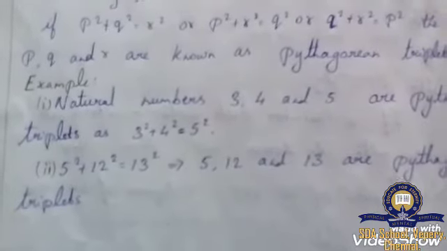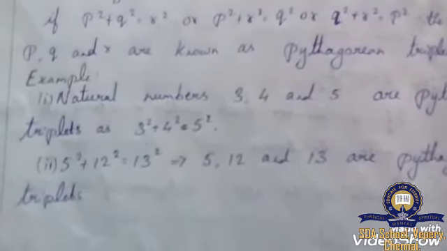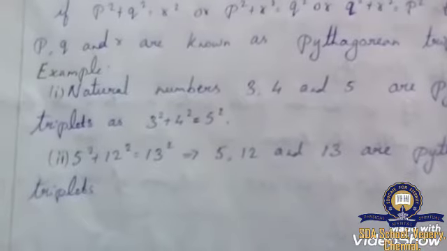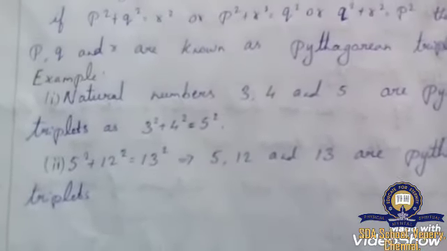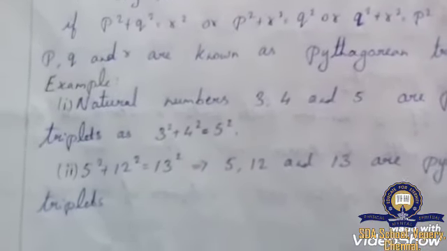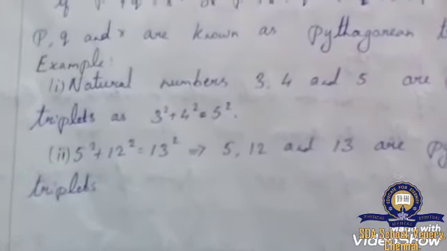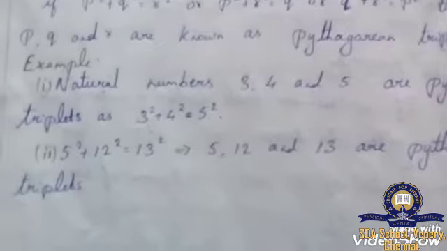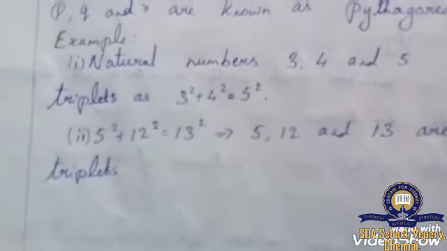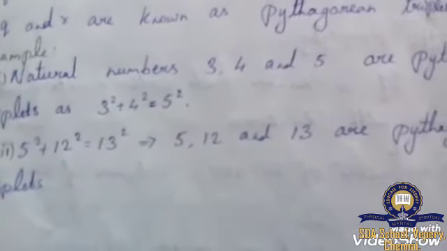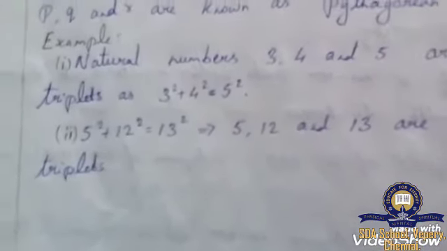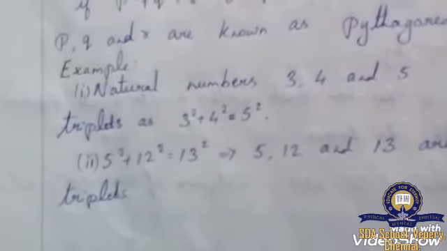Now from this condition, 3 square plus 4 square is equal to 5 square. So 3 square is 9, and 4 square is 16. So 9 plus 16 we get 25. Of course, 25 is the perfect square of 5. So from this, the condition is satisfied. In the same way, 5 square plus 12 square is equal to 13 square, which is also a Pythagorean triplet. So if you have any doubt, let's check it.